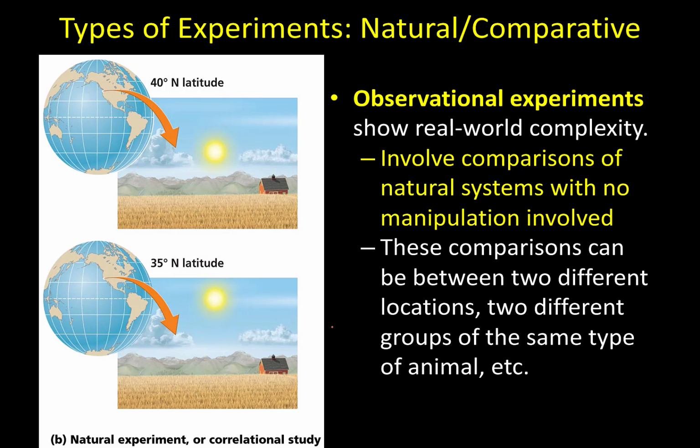These experiments don't involve manipulating anything. You show up someplace natural, somewhere in the world, and you observe. And you compare what you're seeing to other locations or other environments that have similar conditions, and then attempt to draw conclusions from the comparison. These observational experiments are valuable because they show real-world complexity. Okay. By comparing natural systems with no manipulation involved, you tend to see true patterns as they would exist in nature.